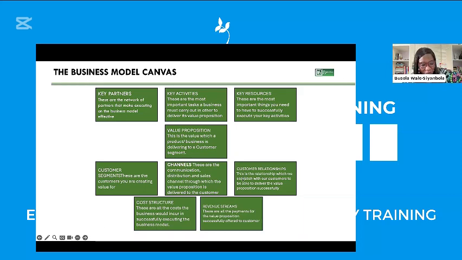I'd like someone to please read what is under value proposition for me. Kindly go ahead, unmute, and please read. Do I have any takers, please? Please go ahead, Clement. Thank you very much. All right, good evening. Can you hear me? Yes, please. Go ahead. All right, so value proposition. This is the value which a product or business is delivering to a customer segment.